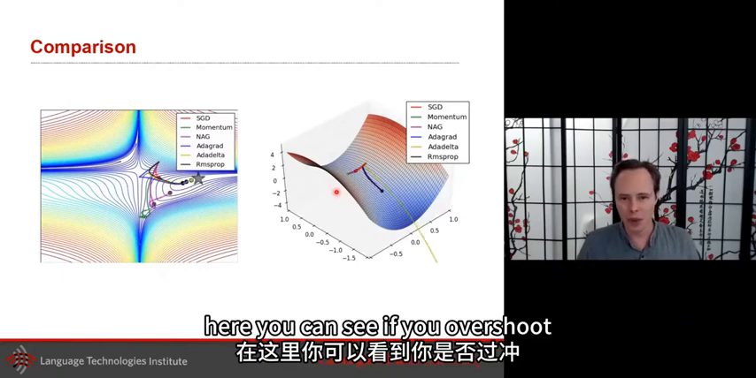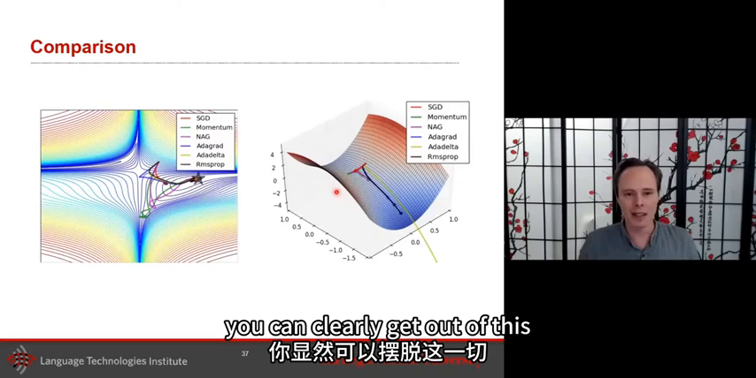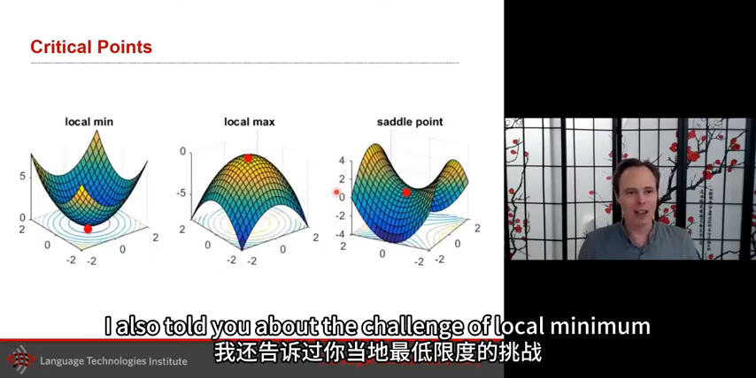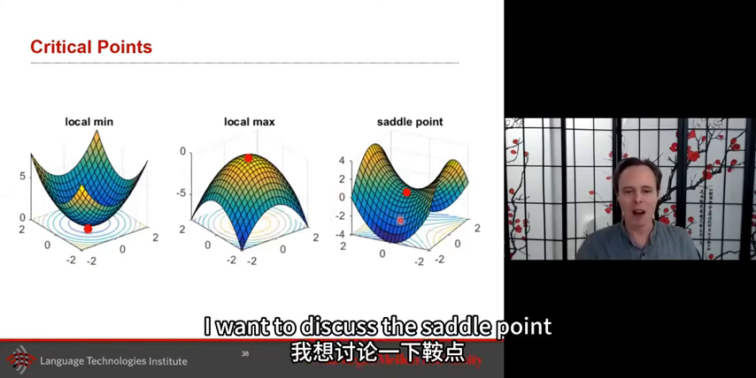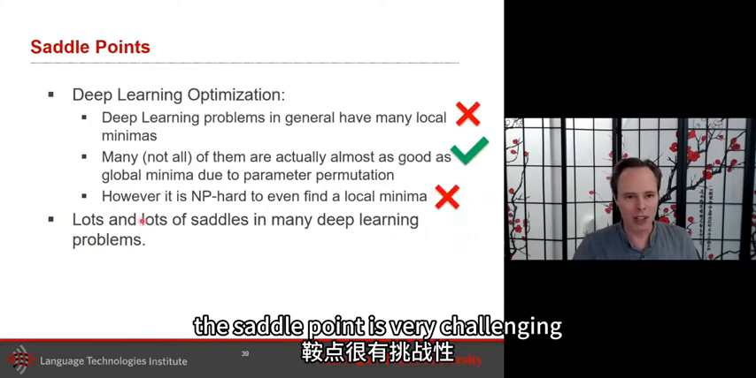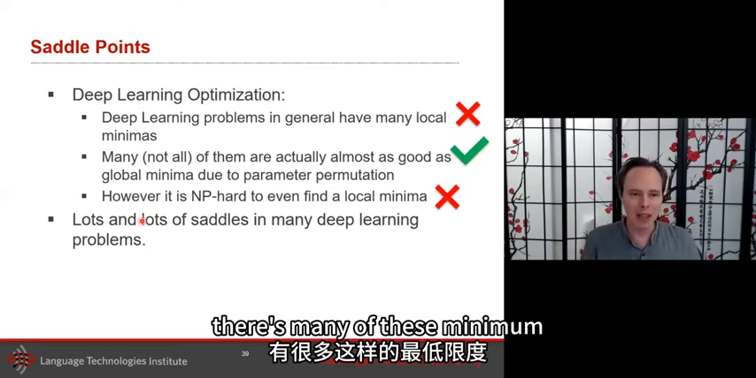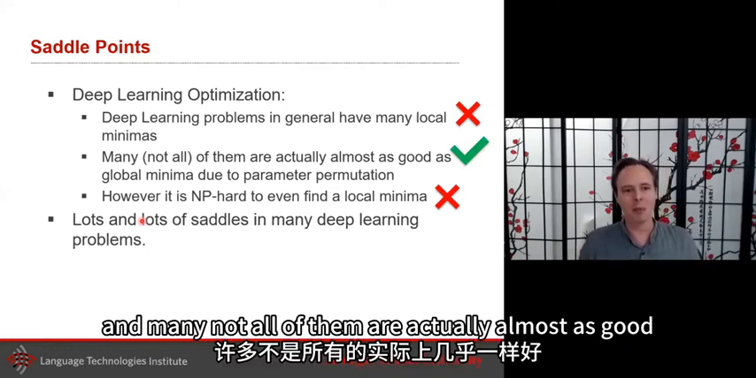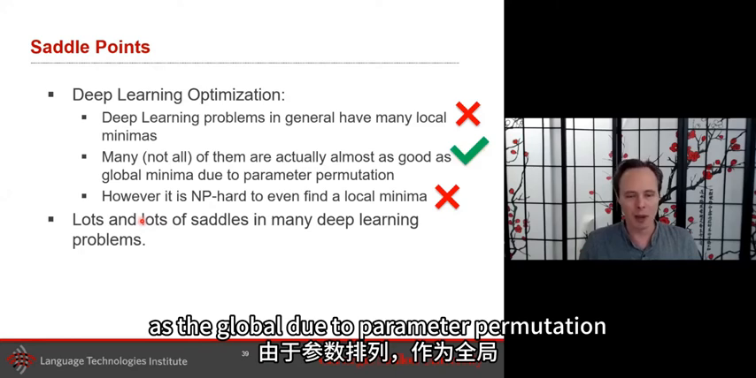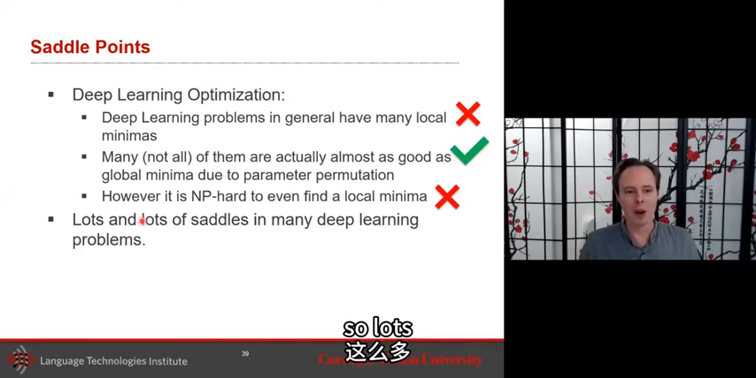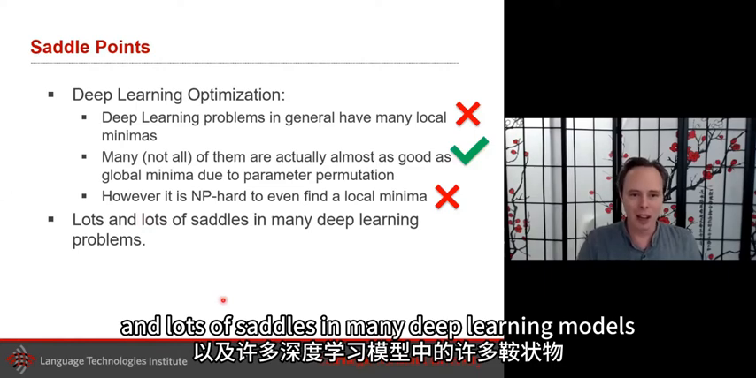You can see if you overshoot, you can clearly get out of this. I also told you about the challenge of local minimum or local maximum. I want to discuss the saddle point. The saddle point is very challenging in deep learning, because there are many of these minima, and many, not all of them, are actually almost as good as the global one due to parameter permutation. So there are lots and lots of saddles in many deep learning models.